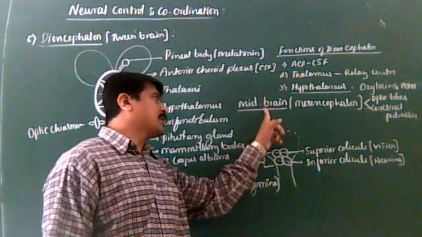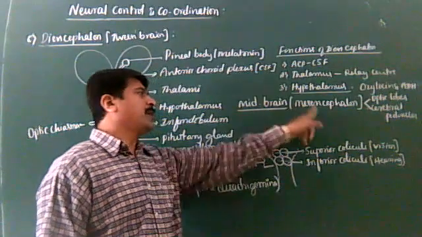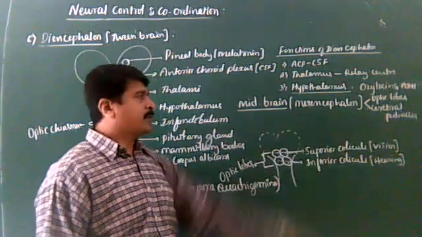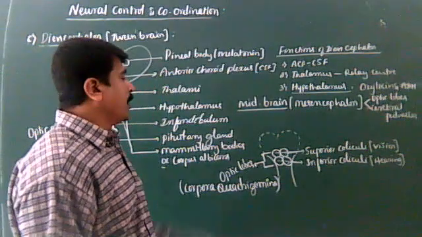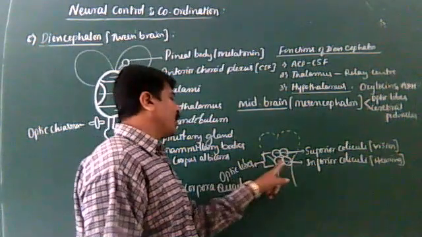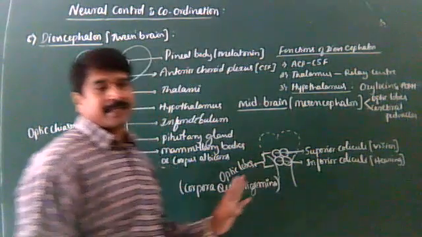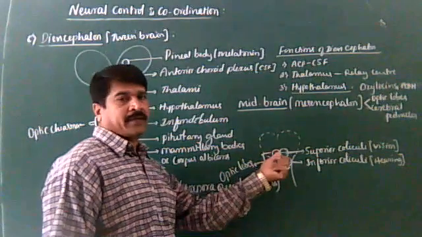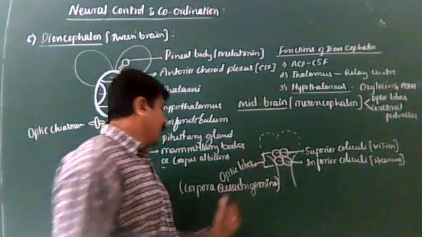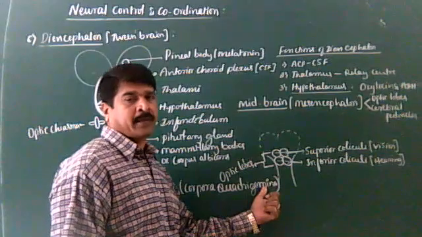Since this brain is present between the forebrain and hindbrain, hence the name midbrain or mesencephalon. It has two divisions: optic lobes and cerebral peduncles. Optic lobes are the four small rounded elevations present on the dorsal side of the midbrain. Since these are the four small rounded elevations, they are also called corpora quadrigemina.